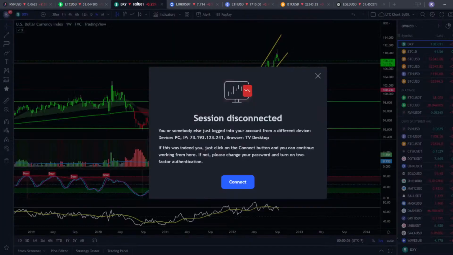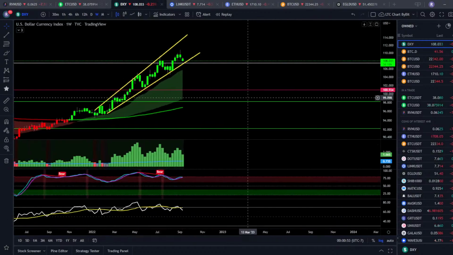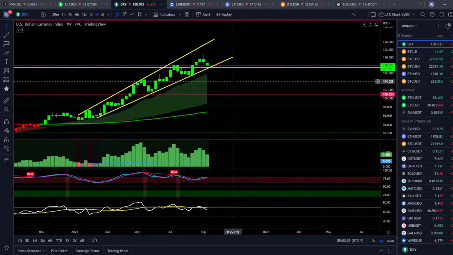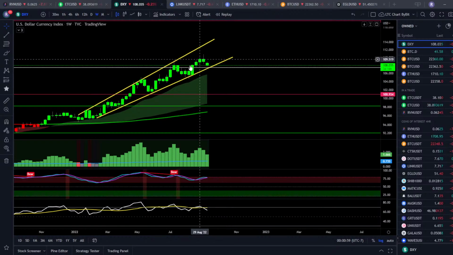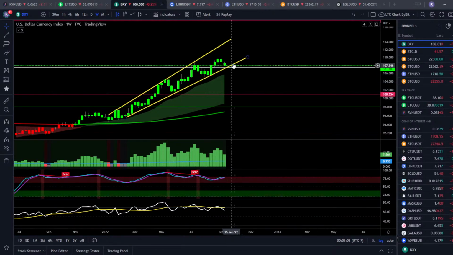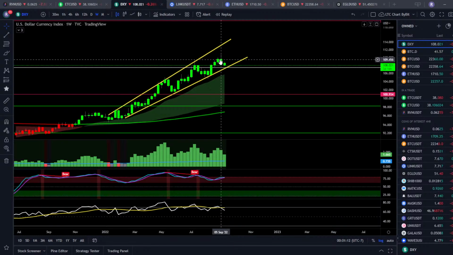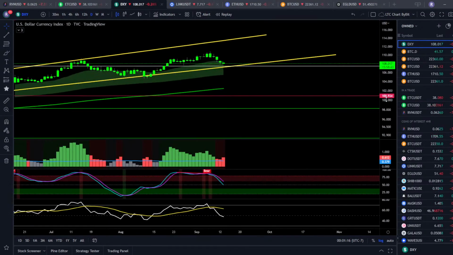I want to go to the DXY because this is playing out perfectly. On the DXY, in my last live stream, I had talked about how the DXY is in the ascending broadening wedge, and the buyers for the DXY were running out of steam too. And so they have this big wick right here. This is the weekly, and this one is coming down.